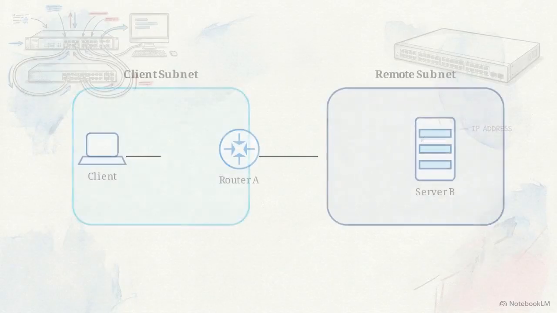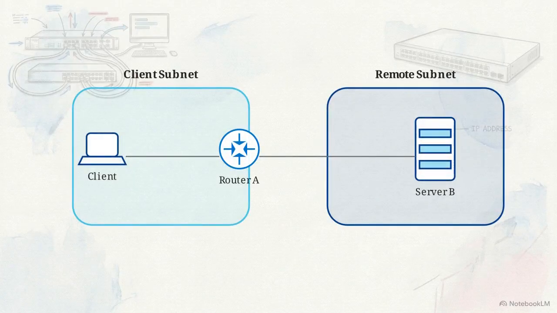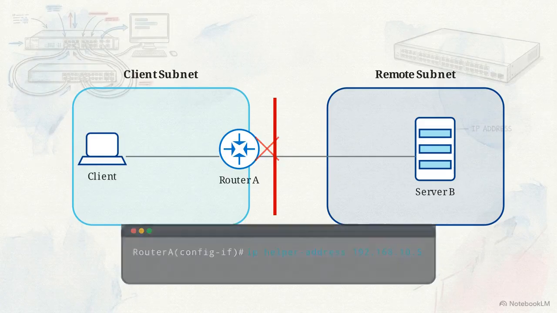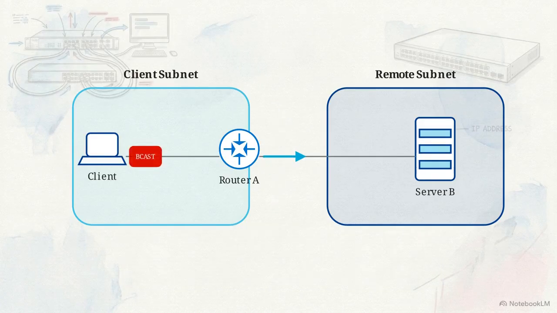This diagram illustrates an architectural problem. DHCP relies on broadcast traffic, which routers block by default. Because of this barrier, a remote DHCP server cannot hear client requests from other subnets. To fix this, apply a DHCP relay agent. On the interface receiving the client broadcasts, type ip helper-address 192.168.10.5. This forwards the request directly to the remote server.